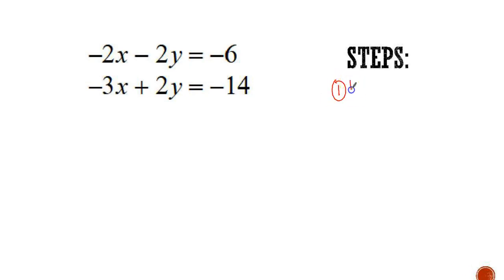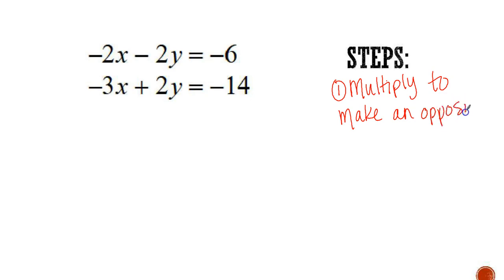So step one is we're going to multiply to make an opposite. Okay? Here's what I mean by an opposite. The opposite of a negative 2 is a positive 2. Those are not opposites. But over here, the opposite of a negative 2y is a positive 2y. So these right here are opposites. So I'm not going to have to multiply on this particular problem.